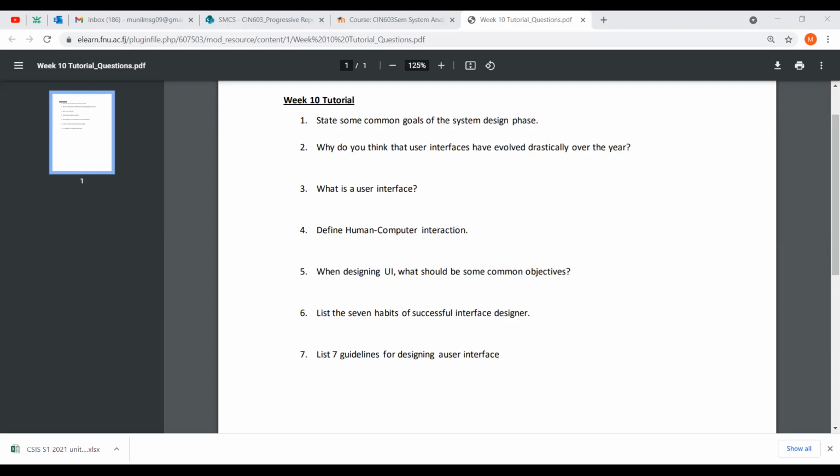Question number 5. When designing UI, what should be some common objectives? So when you are designing a user interface, what are some of the common objectives? In fact, there are so many. We'll list down probably about 2 of them. First one, user-friendly design. Next one is easy to learn. After that, easy to understand.